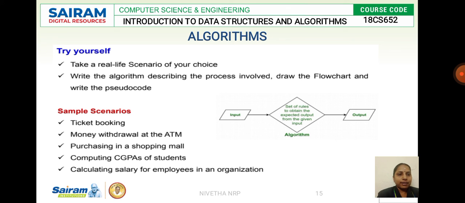Next, we'll try to develop an algorithm for the following scenarios: to book a ticket, to withdraw money from an ATM, to perform shopping in a shopping mall, to compute the CGPA of a student, and to calculate salary for an employee in an organization. We'll try to create an algorithm for these scenarios. This is all about your algorithm. Thank you all.